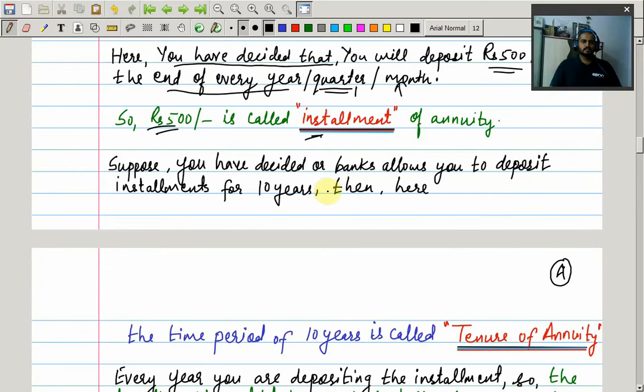And suppose you have decided, or the bank allows you, to deposit installments for 10 years. This could be any number of years: 10, 20, 25, 50 years. Then the time period of 10 years is called the tenure of the annuity.